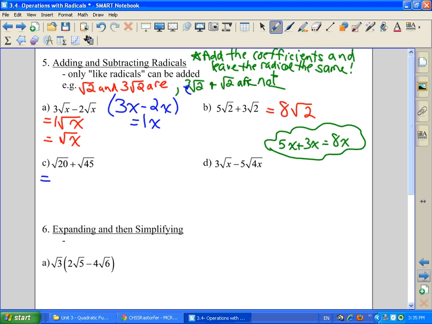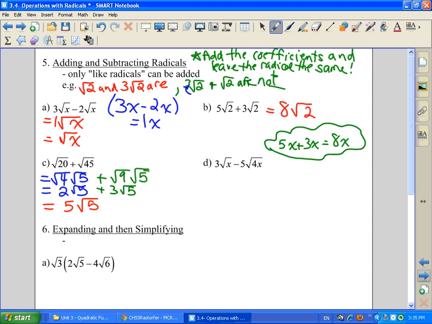So root 20 can be root 4 times root 5, plus root 45 can be broken down into root 9 times root 5. The reason we're heading this way, folks, is we're going to eventually end up with root 5s. Okay, so let's simplify that. It's going to be 2 root 5 plus 3 root 5. And now we collect what we call like radicals. So that's going to equal 5 root 5.